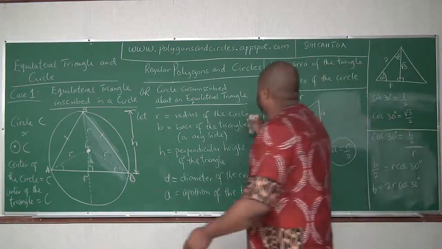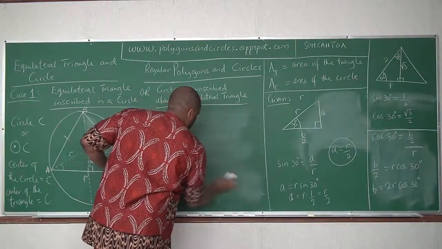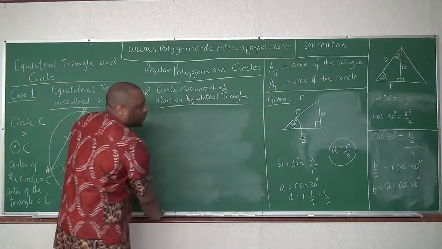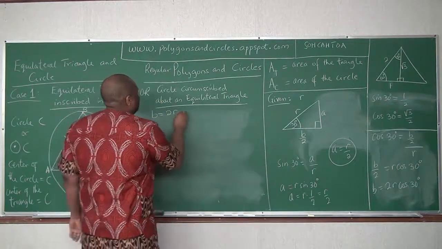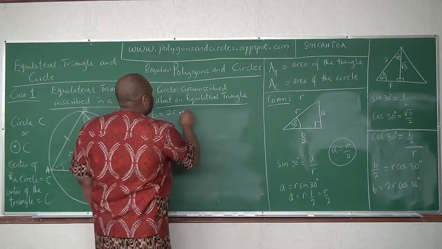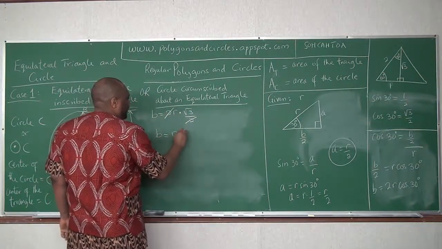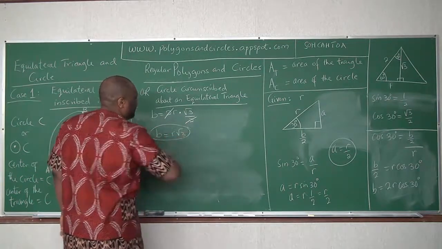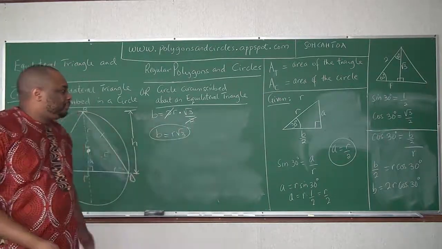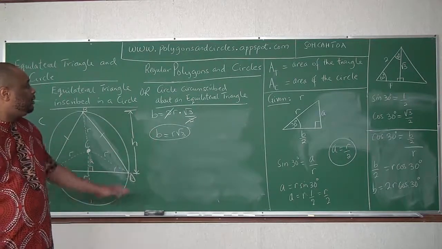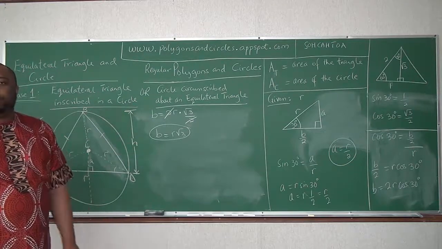So let's get what it is. We now see that b is 2 radius times cos 30 degrees, which is root 3 over 2. So b is r root 3. b is radius times root 3. So when you're given the radius of the circle, you can find the apothem, you can find the base of the triangle. The base of the triangle right now is r root 3.